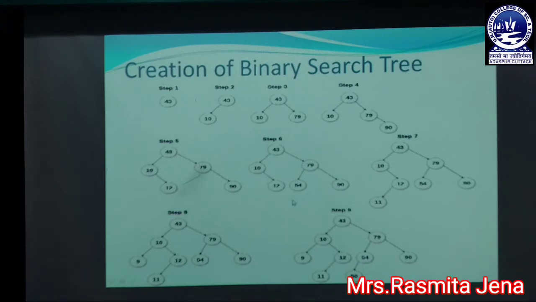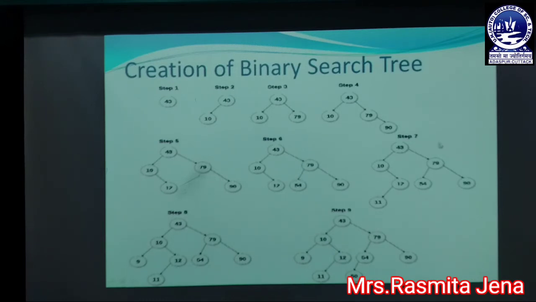Then the next node is 54. Again 54 is compared with 43. As 54 is greater than 43, we will insert 54 in the right subtree of the node 43. Again we will compare 54 with 79. As it is less than 79, it will be inserted at the left node of the 79 node.